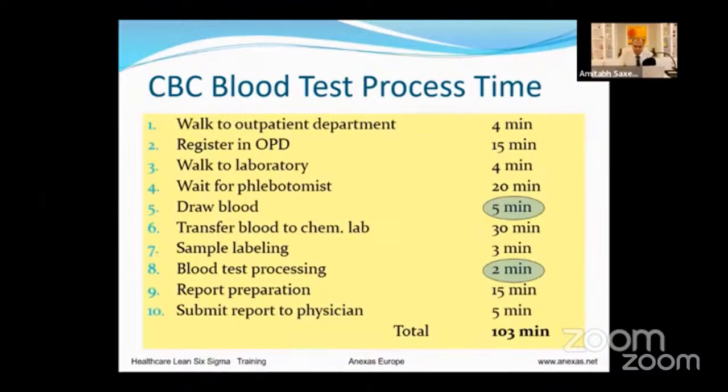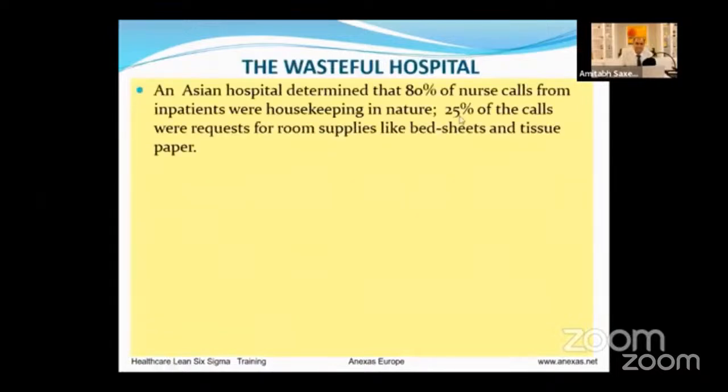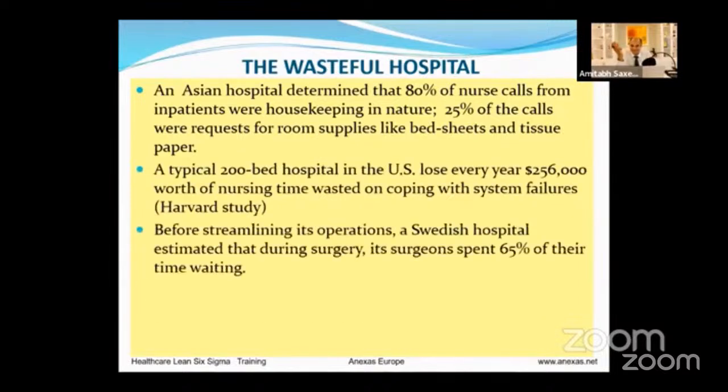Let me show you some more. Waste of intelligence. 80% of the nurse calls from patients are housekeeping in nature. My pillow cover is dirty. My bed sheet is dirty. This is waste of intelligence of nurse. Nurse is not here to take care of your pillow covers. There is a separate person, but most of the time you call nurse for that. This is waste of intelligence of nurse.